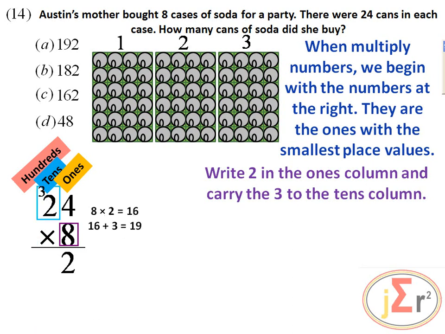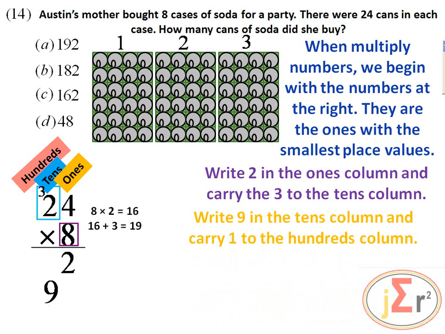Then what do we do? We say 8 times 2, and that's 16. But do not forget the 3 that we have here. So we add the 3 to the 16. We get 19. And we intend to just put 9 down and carry 1 to the hundreds column. We do not normally do that in our classroom because we do not have another number to multiply. We'll just put down the 19. But I am just showing that in actuality it is carried to the other column.